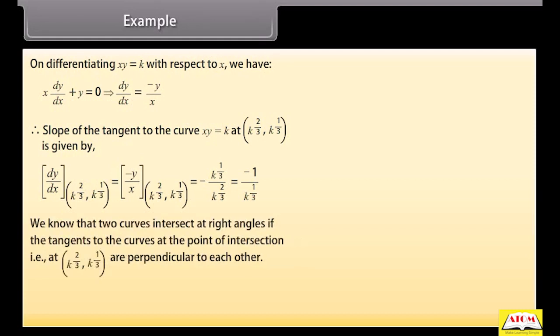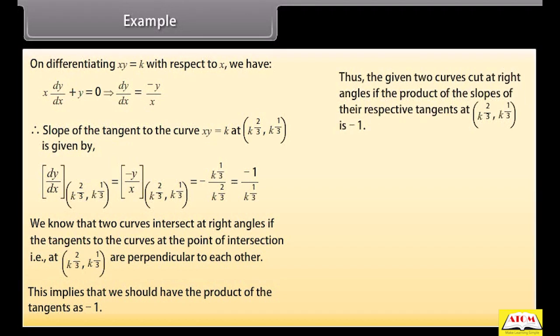We know that two curves intersect at right angles if the tangents to the curves at the point of intersection, that is at (k^(2/3), k^(1/3)), are perpendicular to each other. This implies that the product of the slopes of the tangents should be -1. Thus, the given two curves cut at right angles if the product of the slopes of their respective tangents at (k^(2/3), k^(1/3)) is -1.